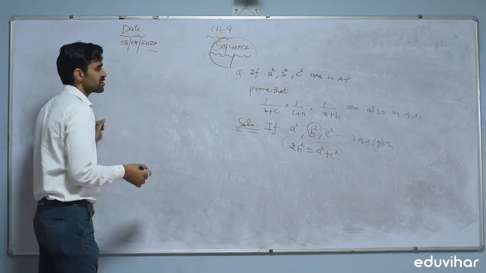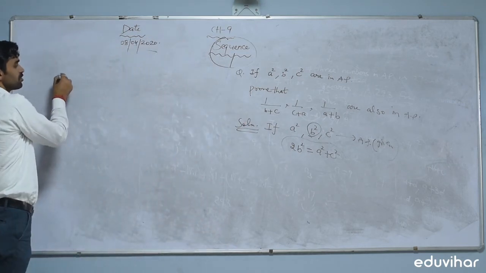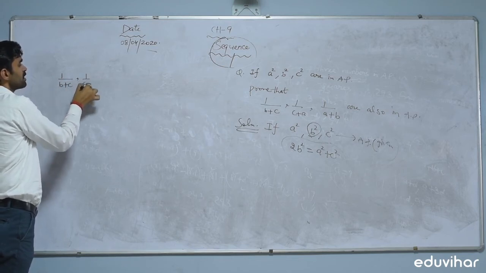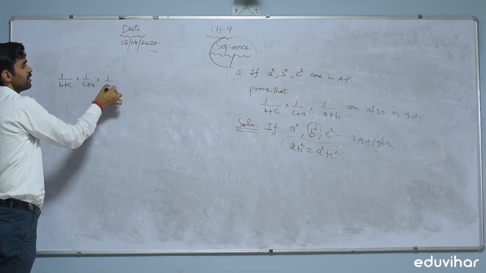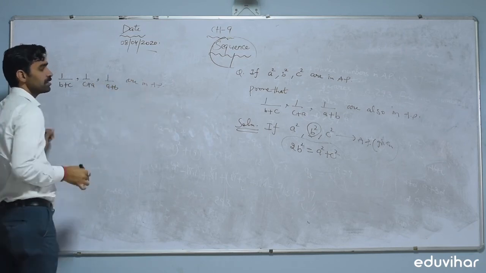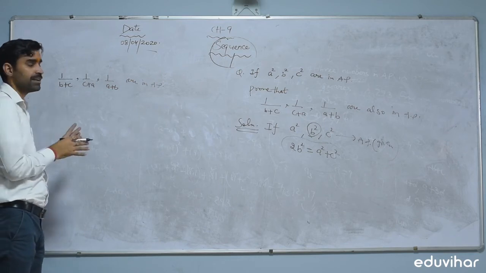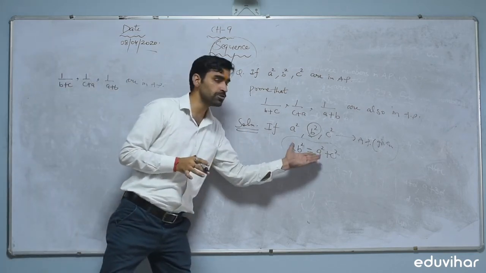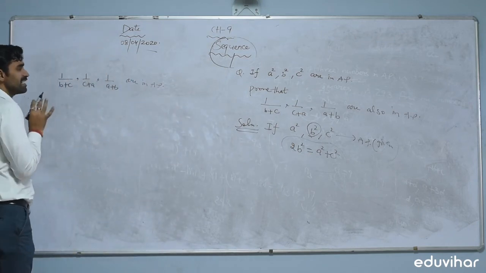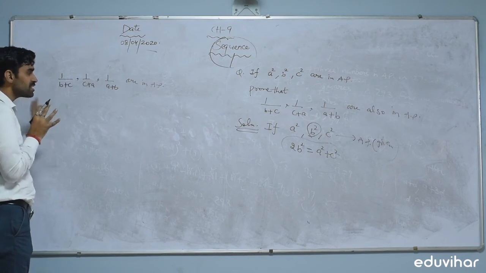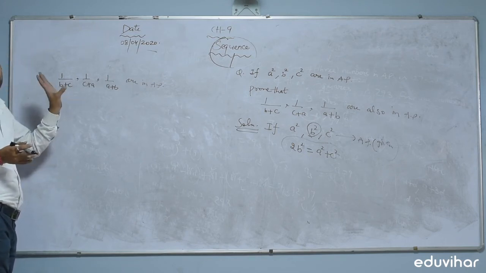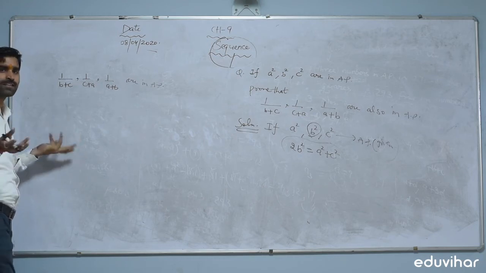Okay, the solution. We have to prove 1 by b plus c, 1 by c plus a, 1 by a plus b are in AP. If we can prove the result of 2b square equal to a square plus c square from this, then we can do so. As we know, if these will be in AP, then the common difference must be equal.